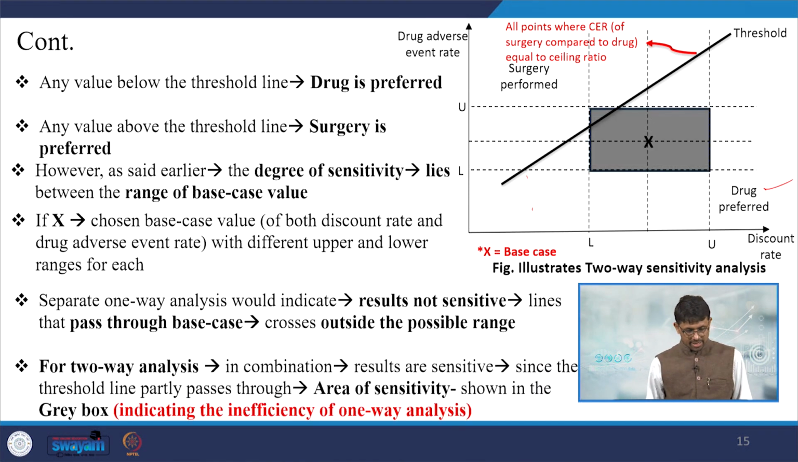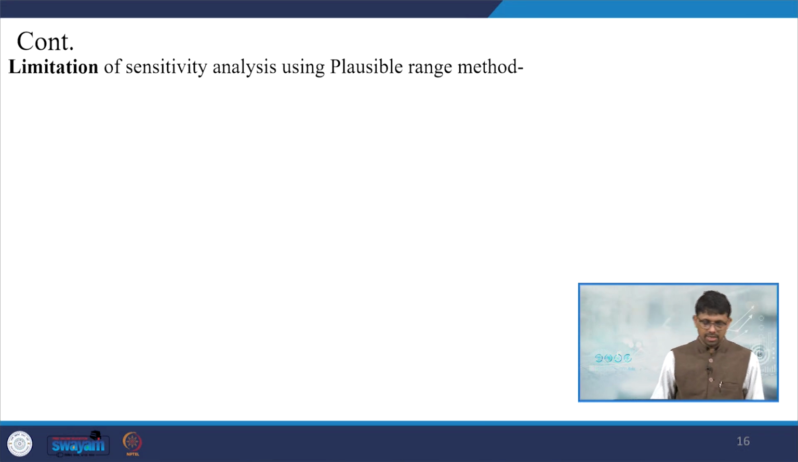If the line passes through that base case, then it has better interpretation through the two-way analysis. Like in this case, we take the combination of these two aspects. In that case results are sensitive, and since the threshold line only partly passes through the area of sensitivity, which we have highlighted in the grey box, this indicates the inefficiency of one-way analysis. If it is passing only a very small portion of it, that means the one-way analysis is not giving a better sensitivity analysis.